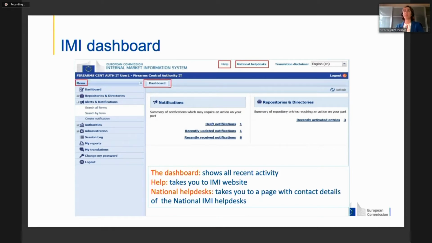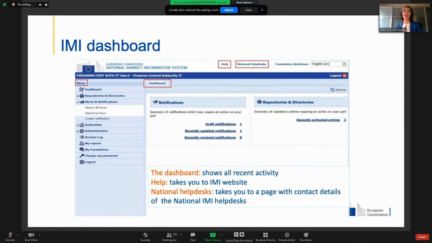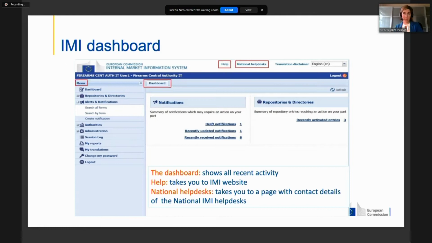And then, next to the help, if you click on the national help desk, it would take you to a page with contact details of the national IMI help desk. Please note that not all of the member states have a dedicated national IMI help desk. Most of them do, but some don't.